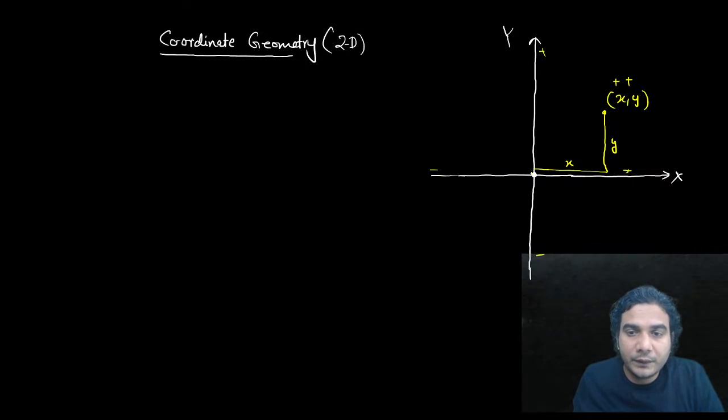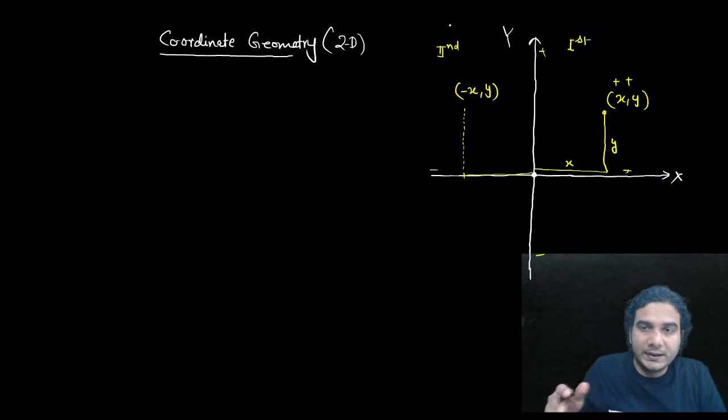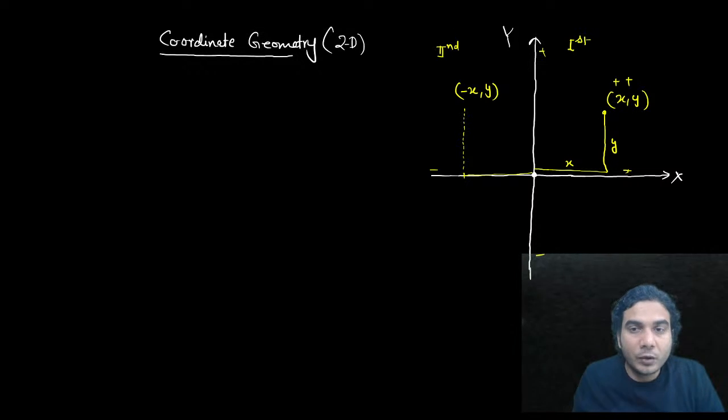Similarly, if you are moving in the negative direction of x-axis with the same x units and y units along the positive direction of y-axis, then the x coordinate will be negative, minus x, and the y coordinate will be positive. This is called the first quadrant, right? This is called the second quadrant. These two lines divide the whole plane into 4 parts, and these 4 parts are called quadrants. So first quadrant, second quadrant, this is called the third quadrant, and this is called the fourth quadrant, right?